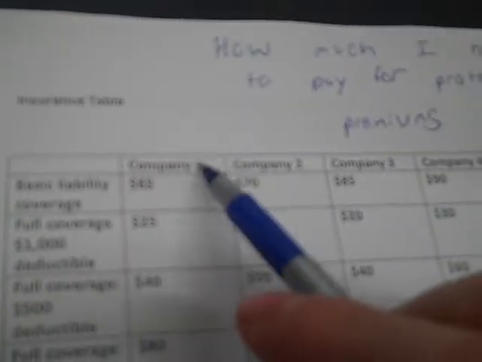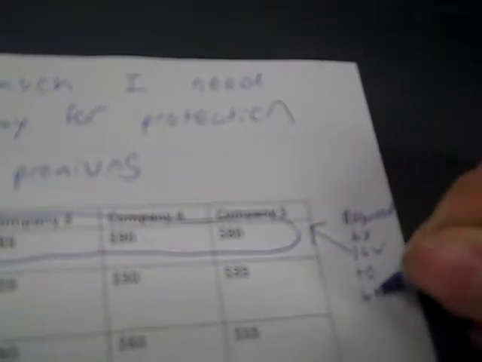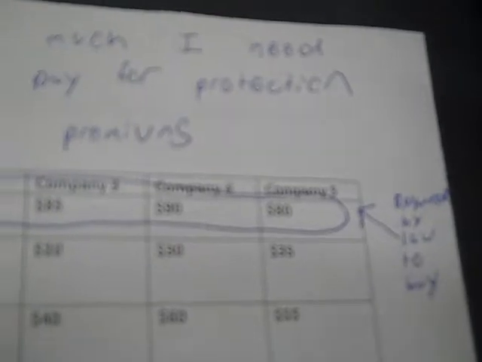Okay, now we have 5 different companies, 1, 2, 3, 4, and 5. You need to circle all of these numbers because these ones here I'm required by law to buy. Okay, required by law to buy. Required, R-E-Q-U-I-R-E-D. Required by law to buy.